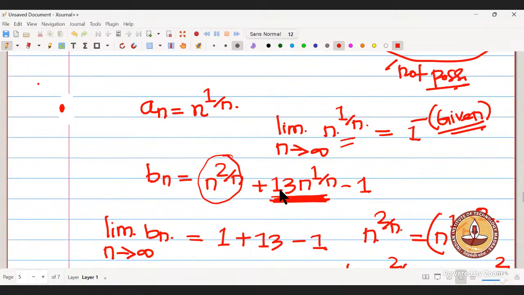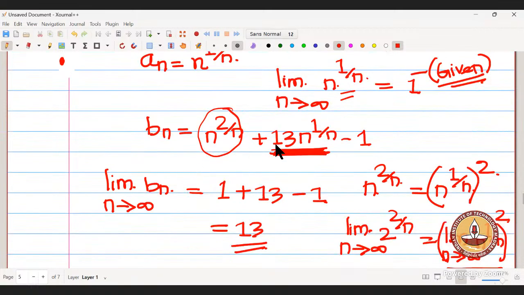So what you are actually doing is using the rules of limit. If you know the rules of limit, then you just need to apply them correctly. Okay, sir. So anything else from your side? No, sir. Okay.